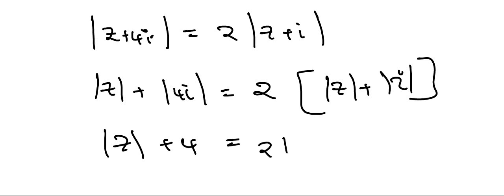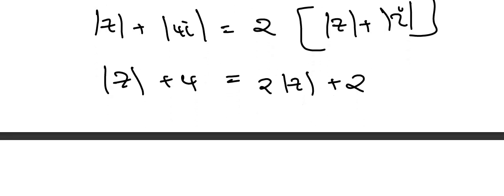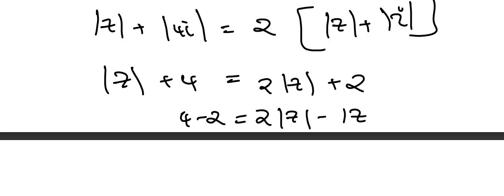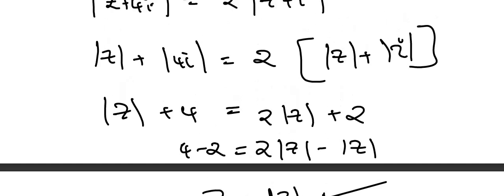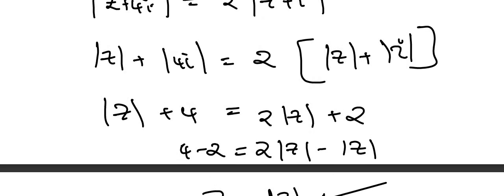Then here you have 2 modulus z. Then this is a 1. Modulus of i is just 1 because the coefficient is 1. So 2 times 1, that's where the 2 is going to come from. Then from here we gather like terms. It will be 4 minus 2 is equal to 2 modulus of z minus modulus of z. So this is 2 is equal to modulus of z. So this answers your question number 23. We just distributed the modulus. We just shared it.